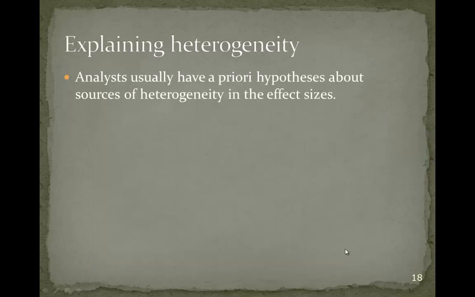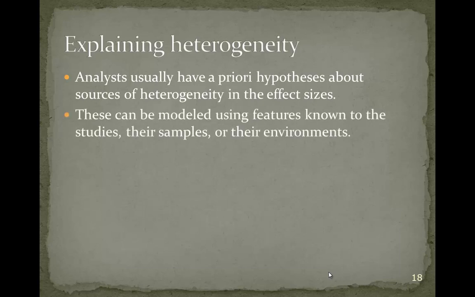So usually you have some a priori hypotheses about sources of heterogeneity in effect sizes. In fact, many meta-analyses in social sciences or even life sciences these days are not very interesting unless you want to think about these kinds of dimensions. So you can model features known to the studies, what kind of intervention features they used, what kind of samples they used, or things about the environments where they were done as potential associates with the magnitude of effect size.